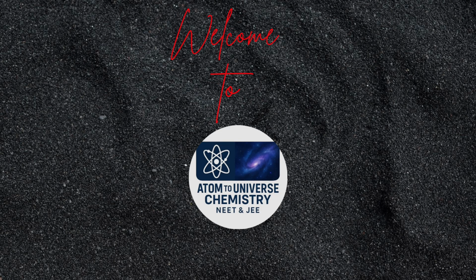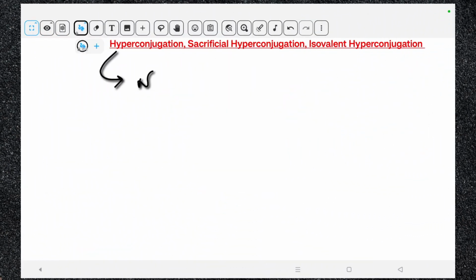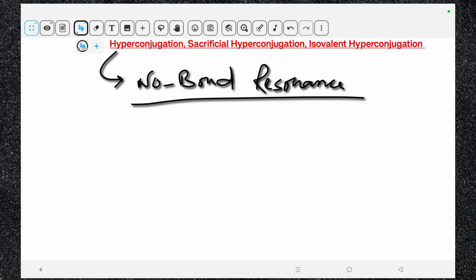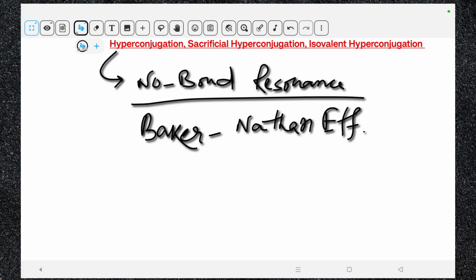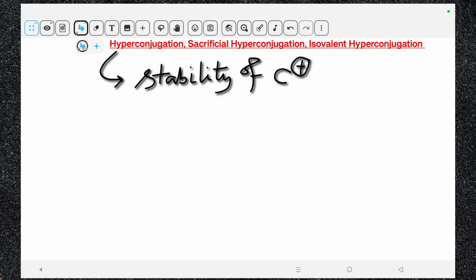In this video, we will know about sacrificial and isovalent hyperconjugation. Hyperconjugation is known as no-bond resonance. In another term, it is also known as the Baker-Nathan effect. This name is given after the duo of scientists. With the help of hyperconjugation, we can explain the stability of carbocations and different radicals.